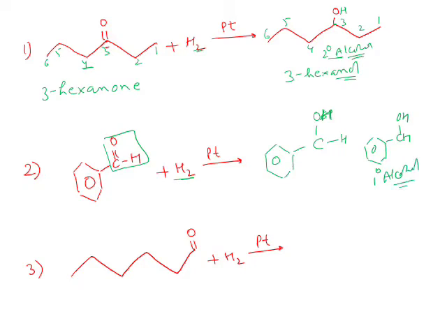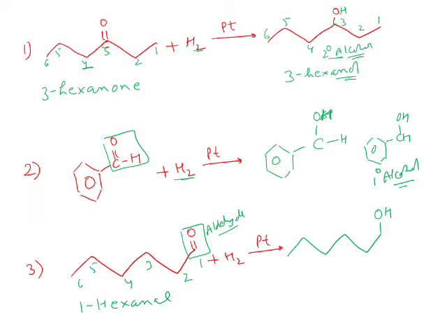Let's do the third one. This is an aldehyde. So if this is an aldehyde, again, what should be the product? Primary alcohol again, 1, 2, 3, 4, 5. Then this is OH, right? So what's the name? 1, 2, 3, 4, 5, 6, hexanal, or 1-hexanal. The name will be 1-hexanol, because this is an alcohol, right?